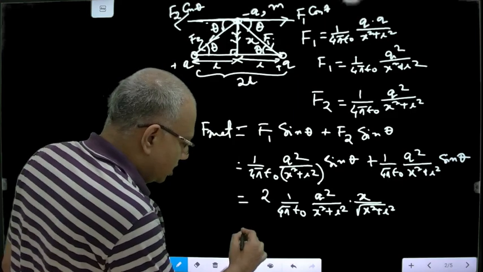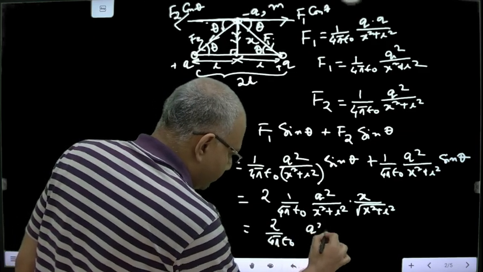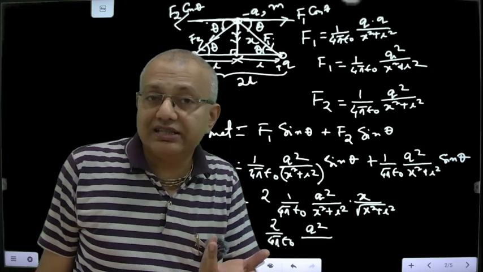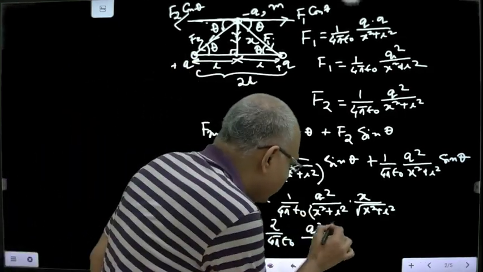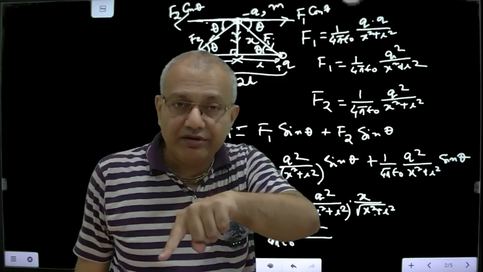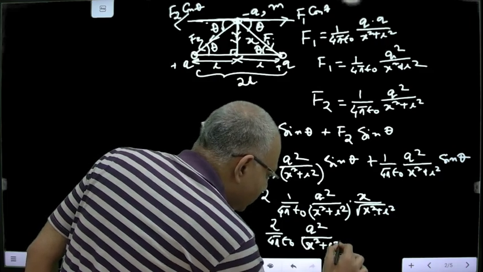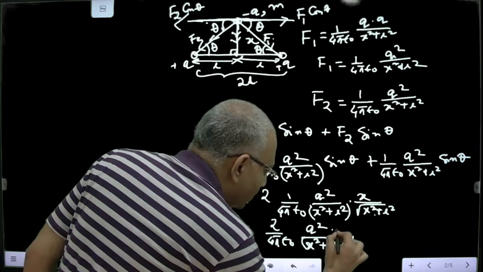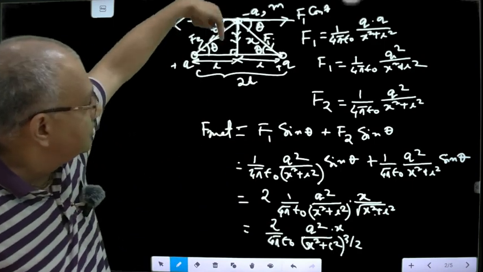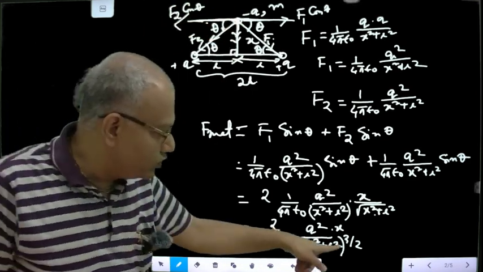Therefore, now 2 divided by 4 pi epsilon naught q square by x square plus L square into x by root over x square plus L square. What is the result? x square plus L square having a power 1, root over x square plus L square having a power half. Total power 1 plus half, that means 3 by 2. So x square plus L square whole to the power 3 by 2, into x. So this is the final expression of the force which is going to act this way. The negative charge is going to experience a force in this direction. The magnitude is this much.